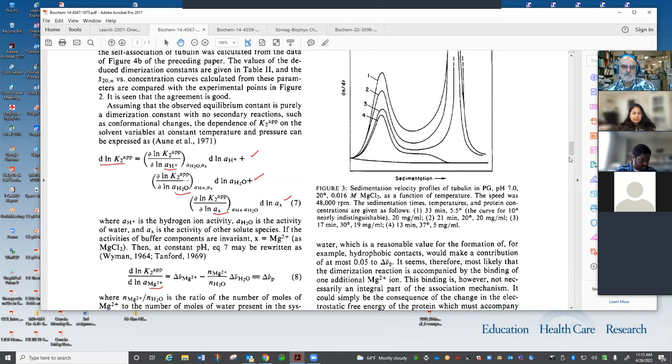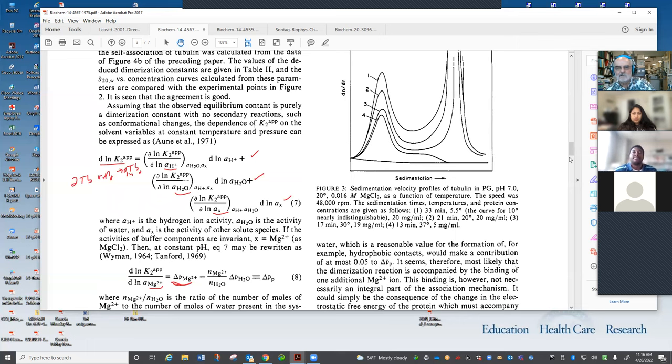But if you go through the math of this, what you realize is that when magnesium binds, what we're doing basically is saying that two tubulin dimers plus magnesium make some kind of a polymer, and the amount of magnesium bound might be N. Okay, there's some kind of a magnesium dependent polymer. And so we're looking at the magnesium dependence of the equilibrium constant. What we end up with is basically magnesium bound in the dimer minus the magnesium bound in the oligomer. And so you end up with this magnesium binding in the evaluation.